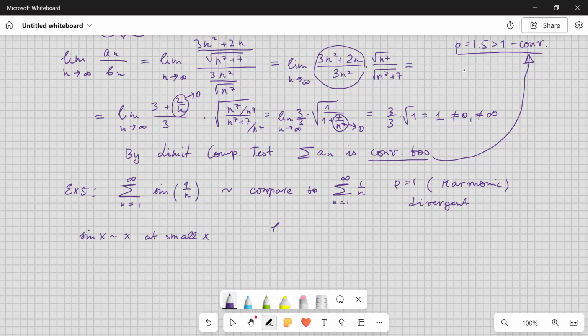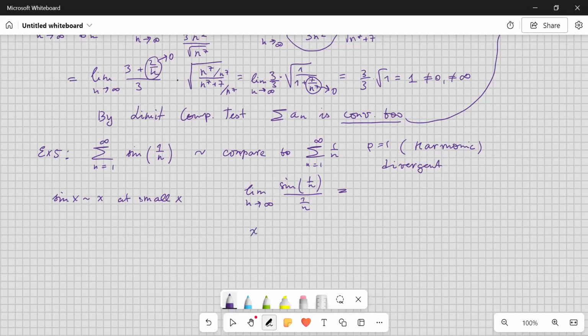Let's see how the limit is going to behave. Limit of sine of 1 over n, over 1 over n, as n goes to infinity. Here, guys, maybe we do a substitution. Let's call x equals 1 over n. When n goes to infinity, we're going to have 1 over infinity, so x will go to 0, right? We're going to have the limit of sine of x over x. Guys, here you can use L'Hopital's rule, or you can just know that this limit is equal to 1.